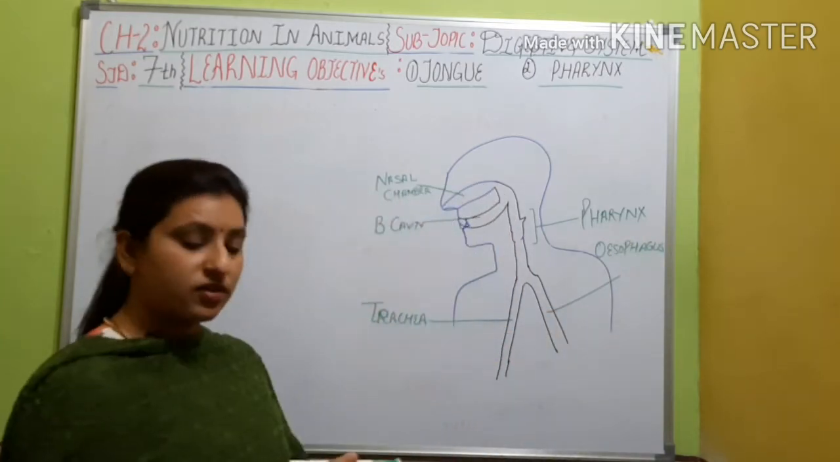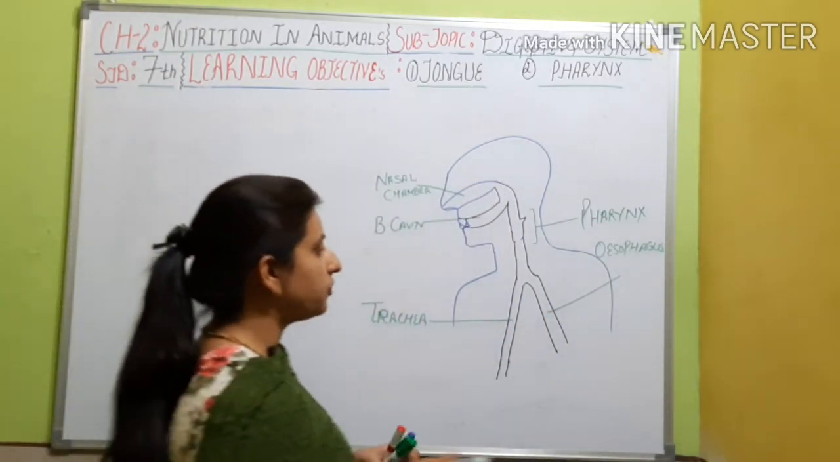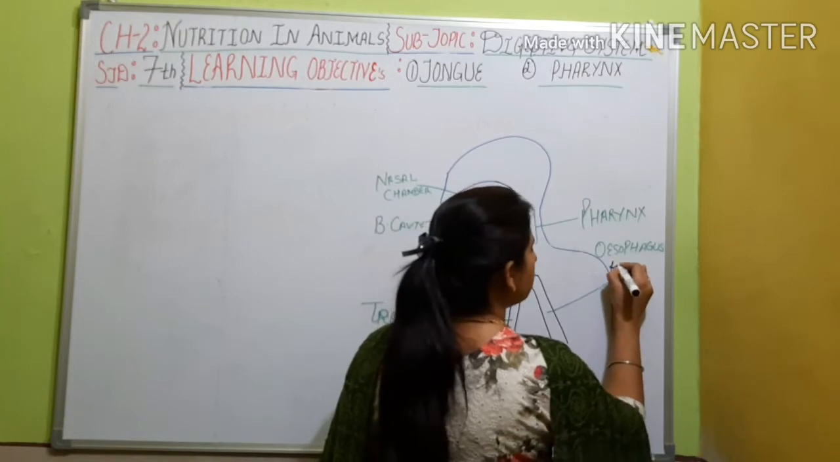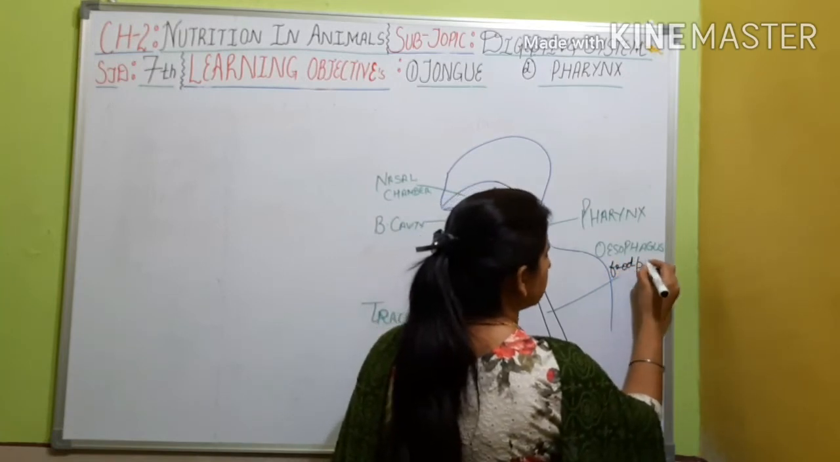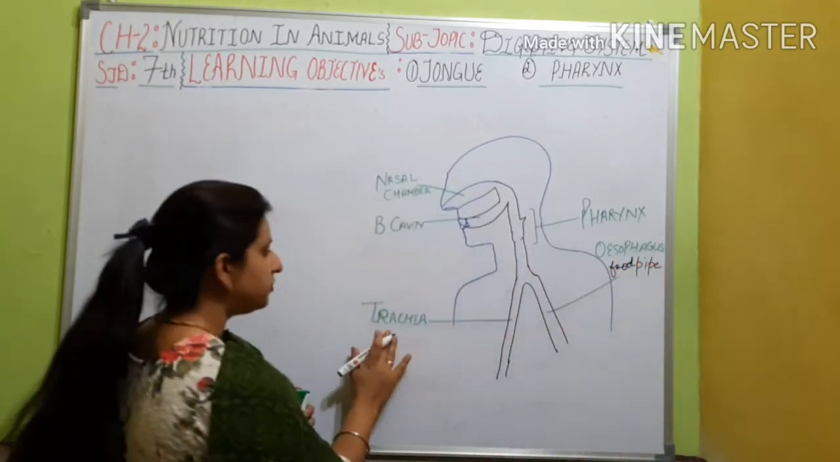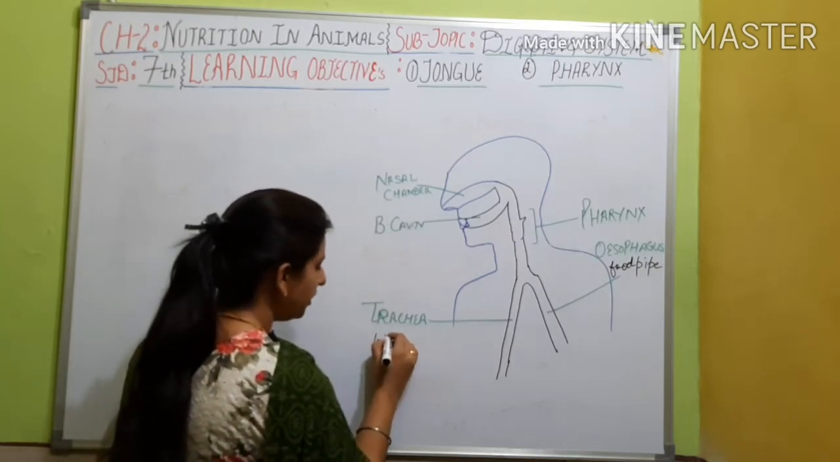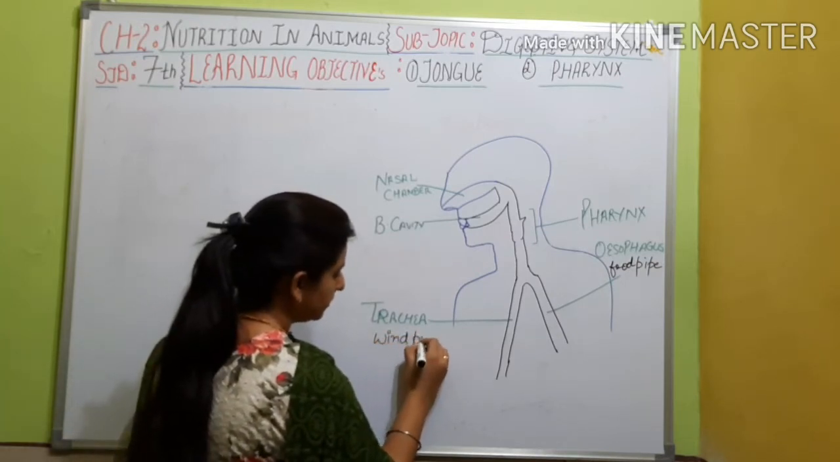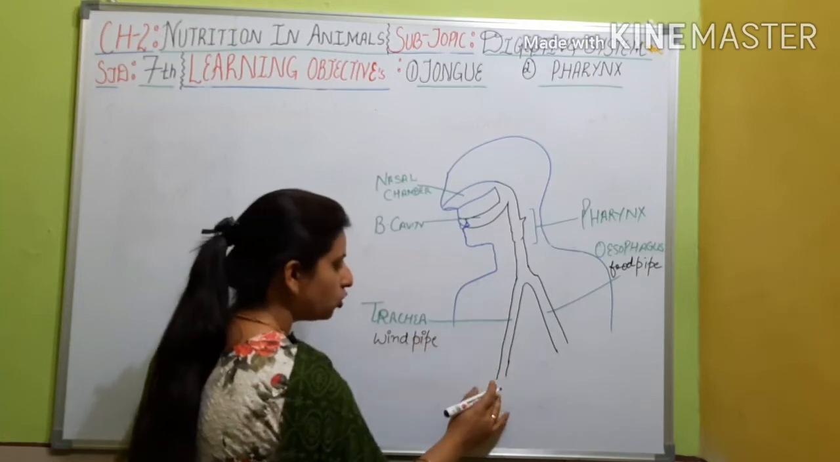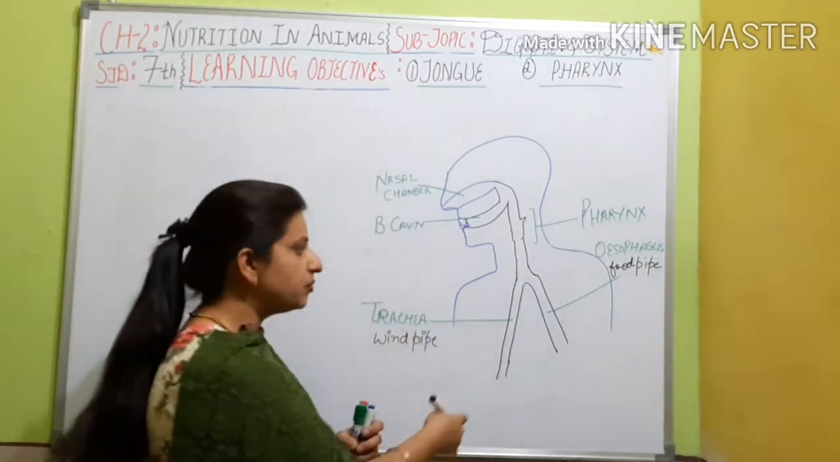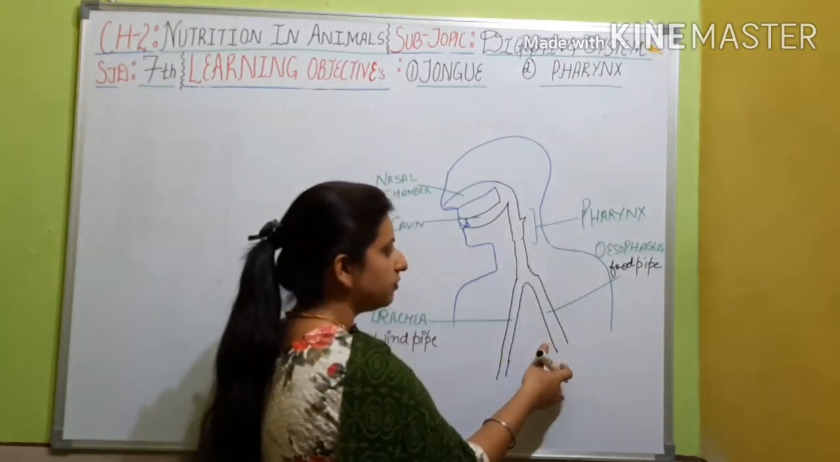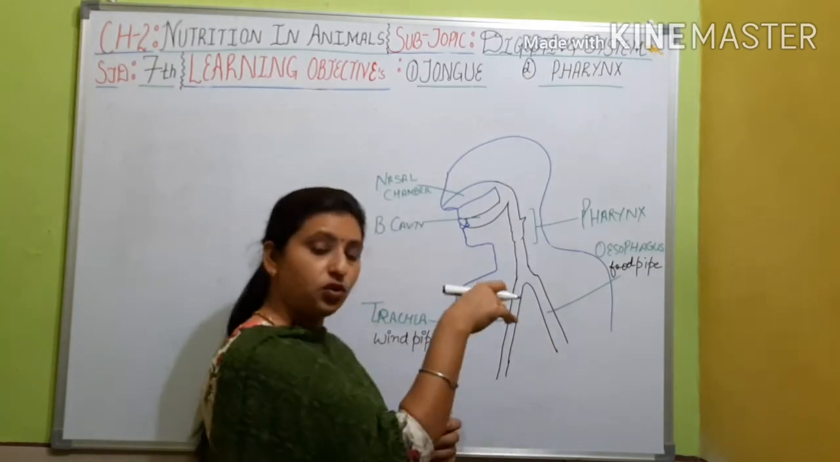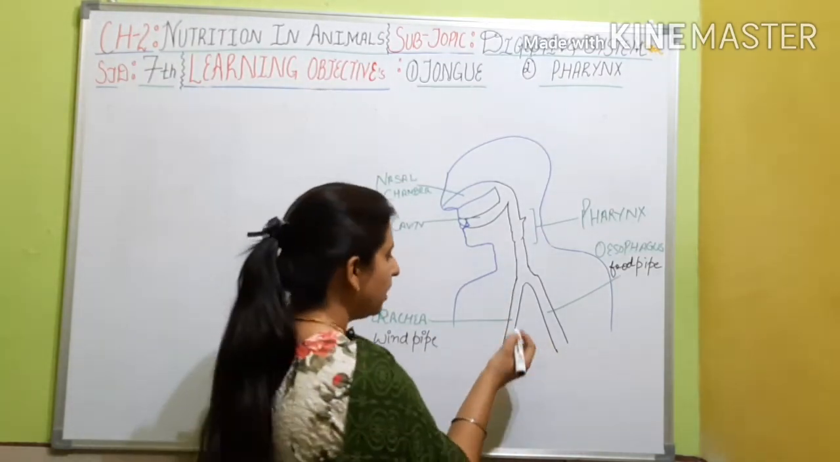Also the esophagus, we have discussed earlier that the esophagus is also called the food pipe, and the trachea is also called the windpipe. The trachea will go to the respiratory system, and this esophagus, which is called the food pipe, will go to the digestive system.